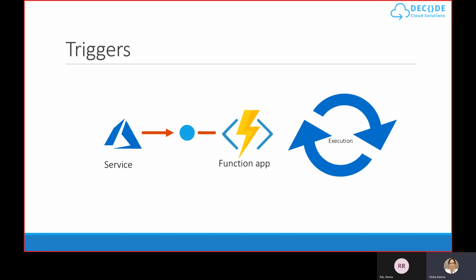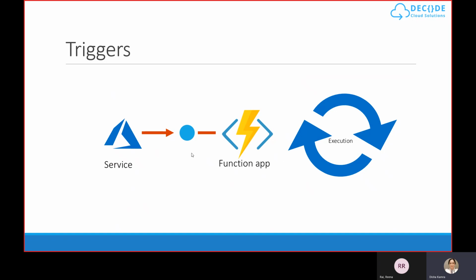Now, when we talk about a trigger, what causes a function to run, meaning why this Azure function will be running. A trigger defines how a function is invoked, and a function must have exactly one trigger. A trigger can be associated with data, which is often provided as the payload of the function.